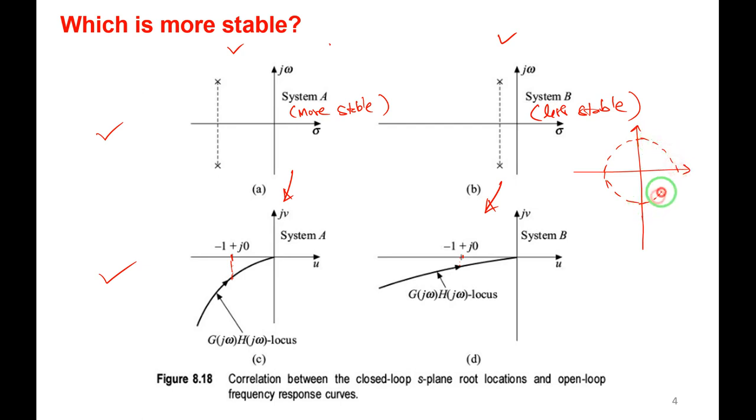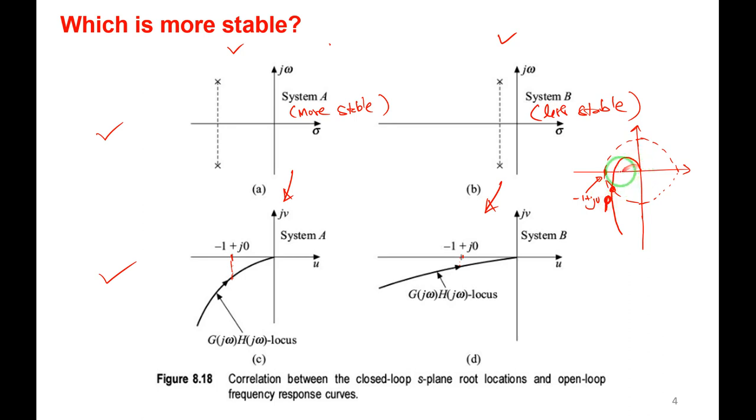This is the unit circle. The -1 plus j0 point is here. Unit circle means -1 plus j0 will be here only. The polar plot can go like this, but for stable systems it has to come inside only for stability. The polar plot should not encircle this point. The polar plot is intersecting this unit circle at point, sorry, P. This is P.